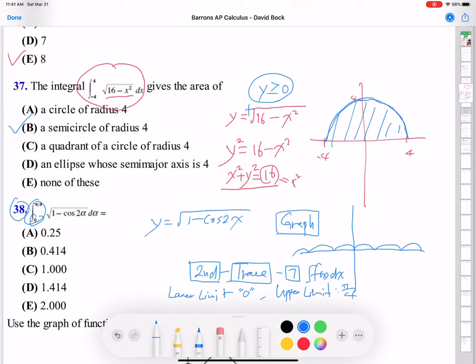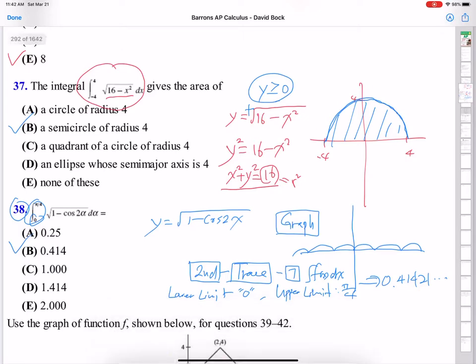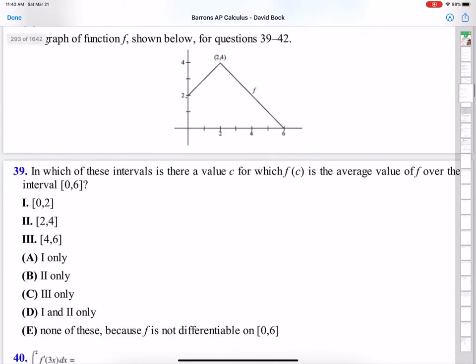And then the screen says the answer, right? It says 0.41421 blah blah blah. So 0.414, B is the answer. I just introduced how to use a graphing calculator to find the integral. There are other ways, but I like this way because I can see the graph. Anyway, let's quickly go to the next question, number 39.